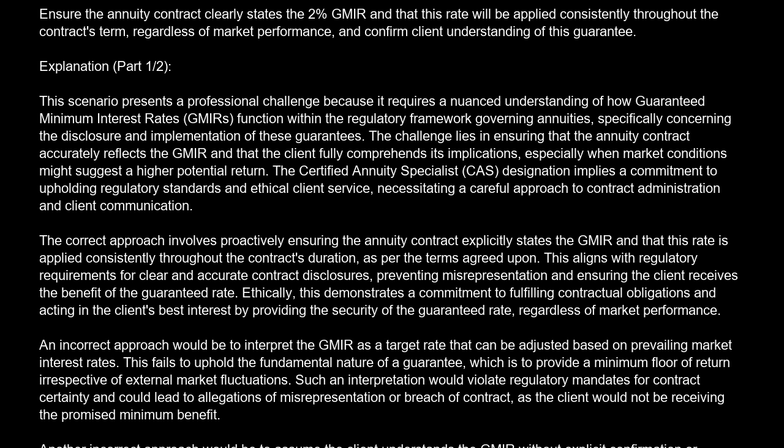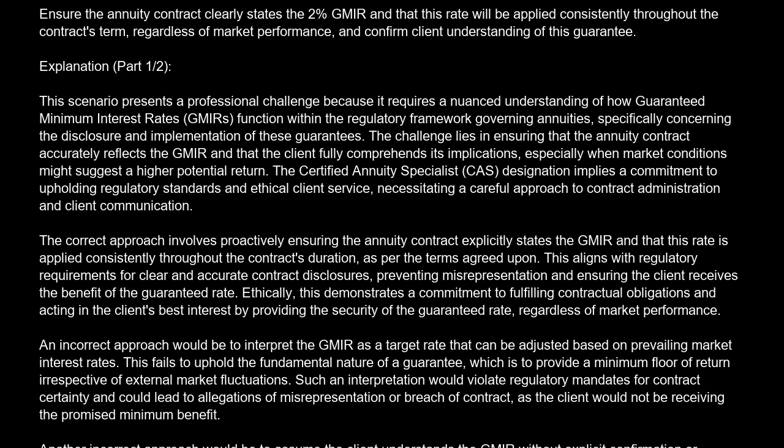The correct approach involves proactively ensuring the annuity contract explicitly states the GMIR and that this rate is applied consistently throughout the contract's duration, as per the terms agreed upon. This aligns with regulatory requirements for clear and accurate contract disclosures, preventing misrepresentation and ensuring the client receives the benefit of the guaranteed rate. Ethically, this demonstrates a commitment to fulfilling contractual obligations and acting in the client's best interest by providing the security of the guaranteed rate, regardless of market performance.